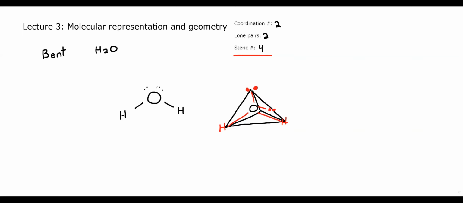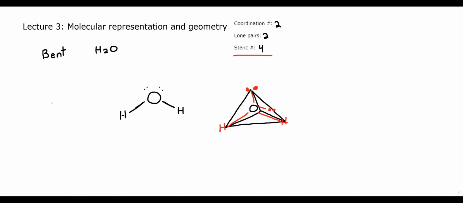So if these 4 things are spread out in the shape of a tetrahedron, but when we consider molecular geometry, we ignore the lone pairs, we can see how the shape of this molecule is simply a bent structure. We go from hydrogen up to oxygen, and then from oxygen back down to hydrogen. Again, we ignore those lone pairs when we consider the geometry.